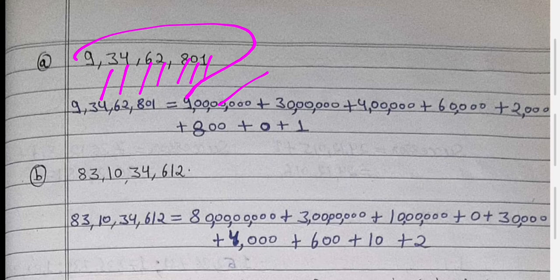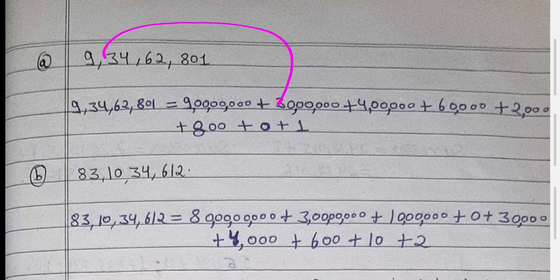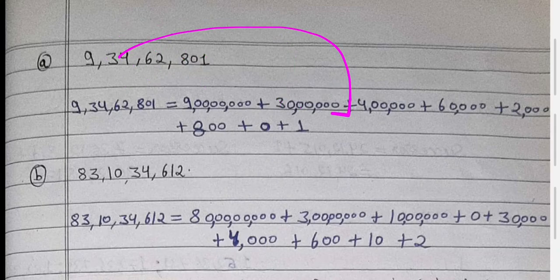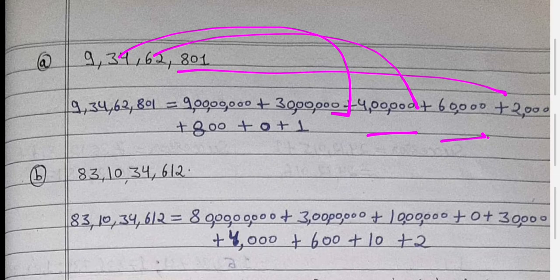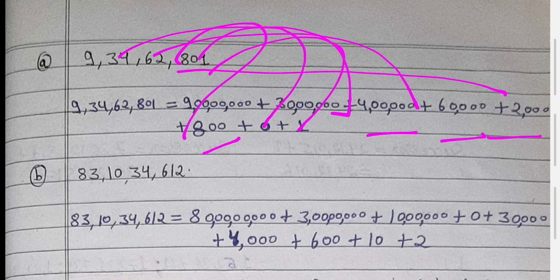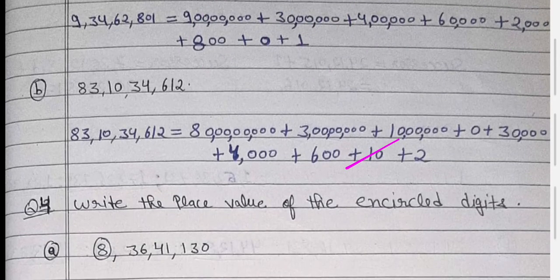Then plus, write the second number, that is 3. How many digits are there after 3? Just count: 1, 2, 3, 4, 5, 6. Then write 6 digits here. Then write the next number 4. How many digits are there? 5. So write 50, and then 640, and then 230, then 820, then 0 as it is, and then 1 single as it is. So it is your answer.